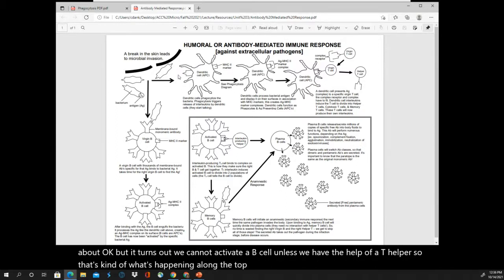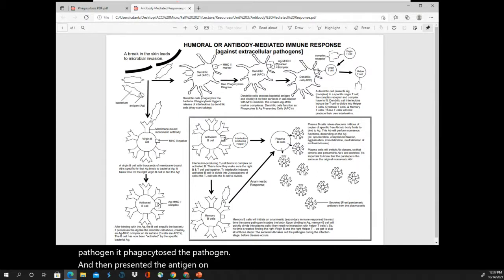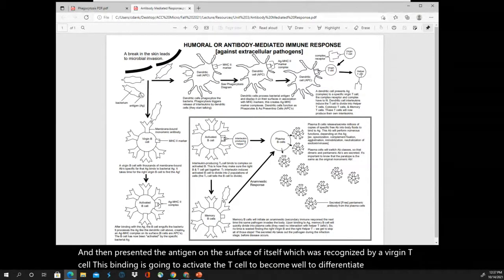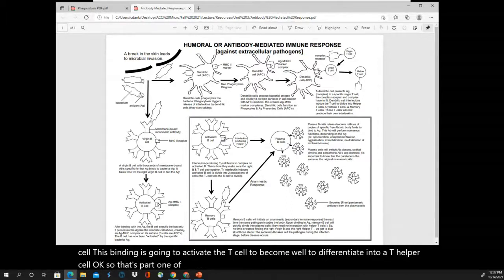The dendritic cell bound to the pathogen, it phagocytosed the pathogen, and then presented the antigen on the surface of its cell, which was recognized by a virgin T cell. This binding is going to activate the T cell to differentiate into a T helper cell. Okay, so that's part one of the story.